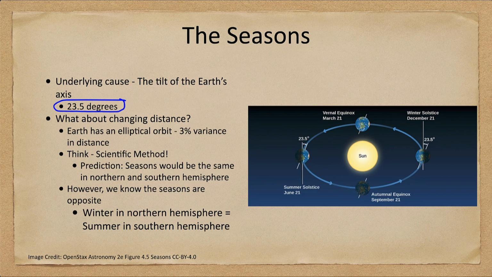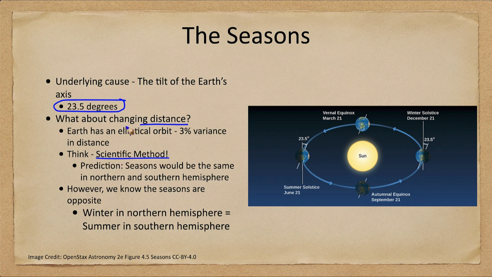Now, the fact that it is exactly 23.5 degrees is not what causes the seasons. It is the fact that there is a tilt. Now, often people will think that the changing distance between Earth and Sun causes seasons. Well, we've already looked at there are times when Earth is closer to the Sun and further away from the Sun. And you might expect that things would be warmer when we're closer to the Sun and colder when we're further away.